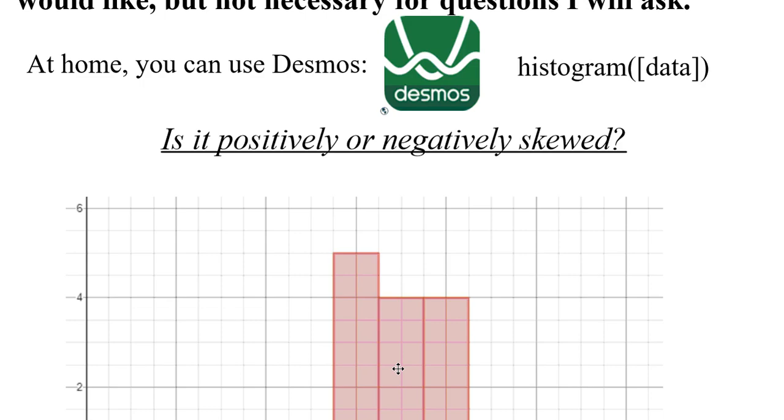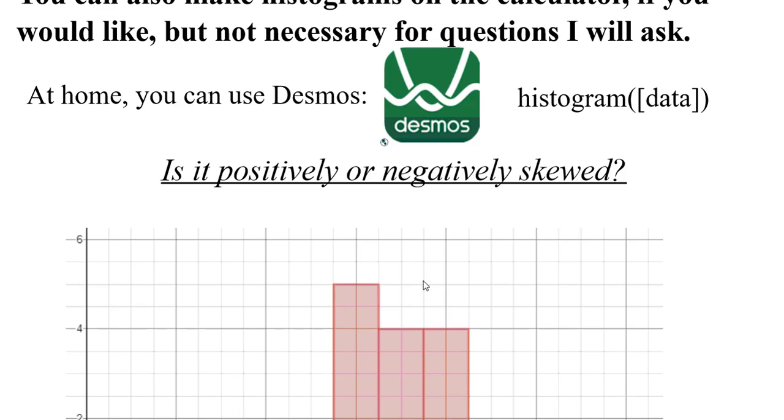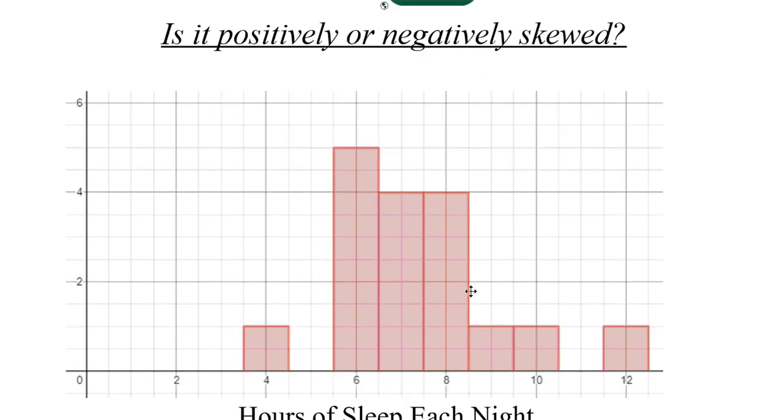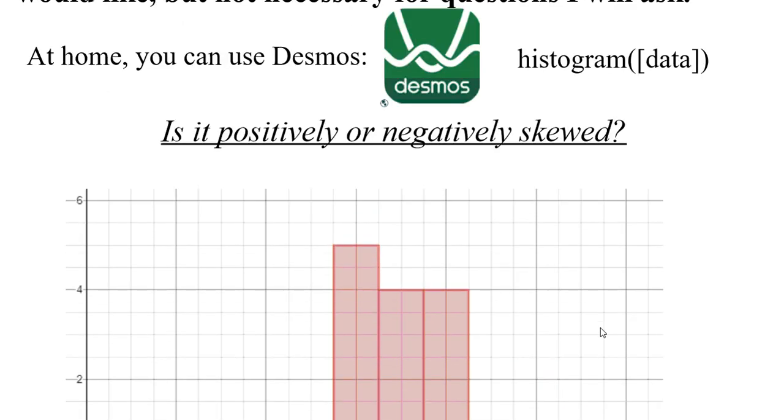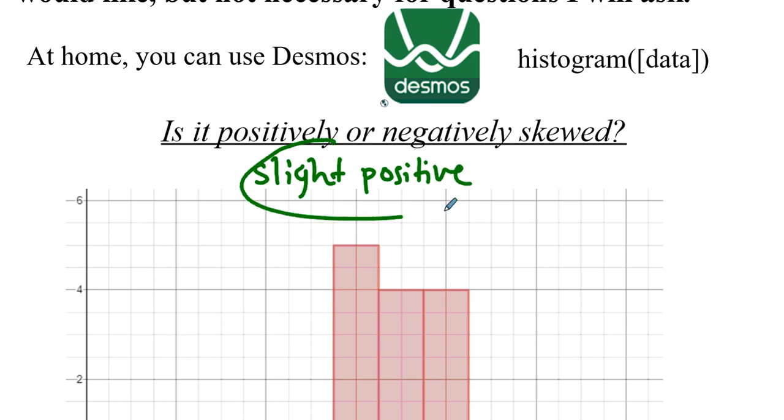So is it positively or negatively skewed? I would say it has maybe just slight positive skew. It's very slight, but just barely. So slight positive. There's a little more on the positive side than the negative side.